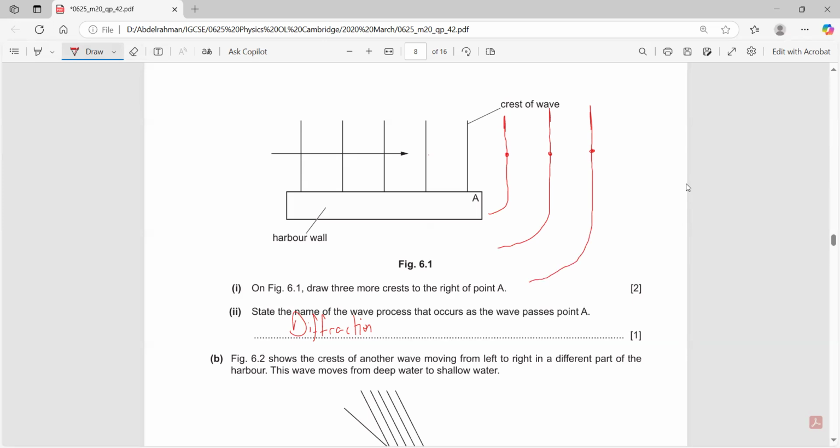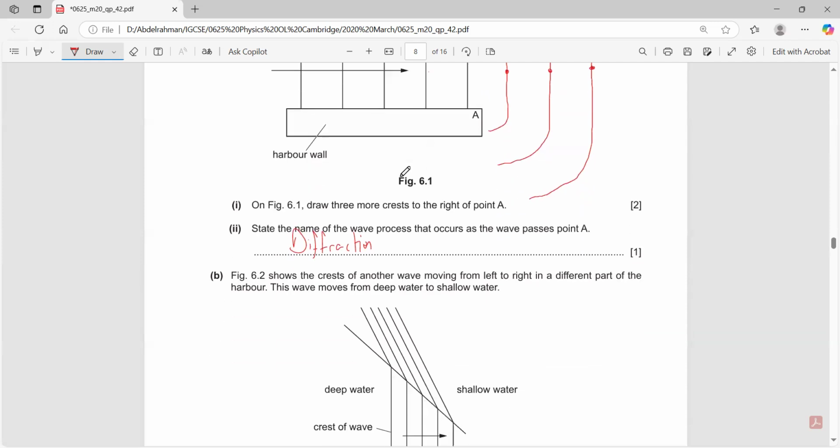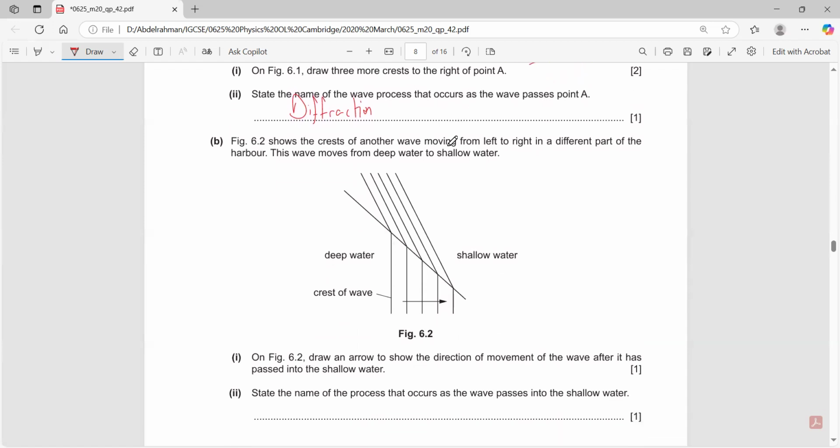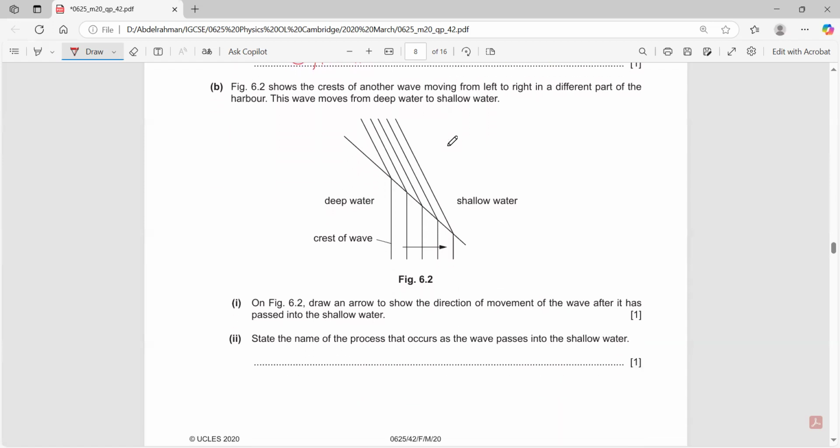The first part of the line you need to draw using a ruler, and then the curve using your hands. This is diffraction. Figure 6.2 shows the crests of another wave moving from left to right in a different part of the harbor, moving from deep to shallow.